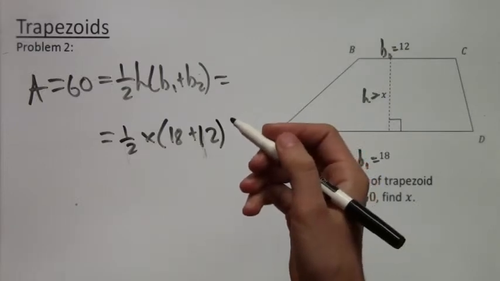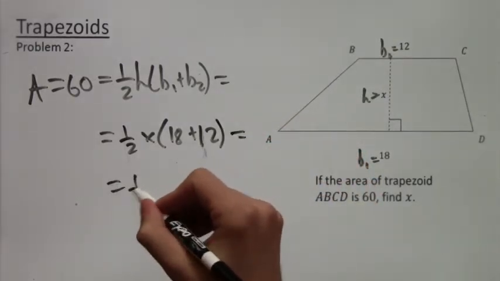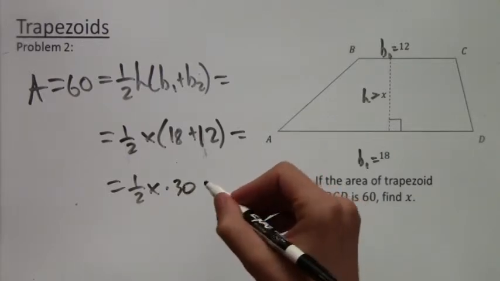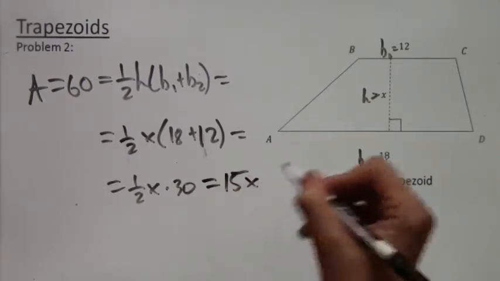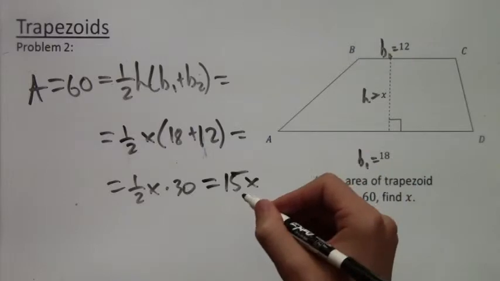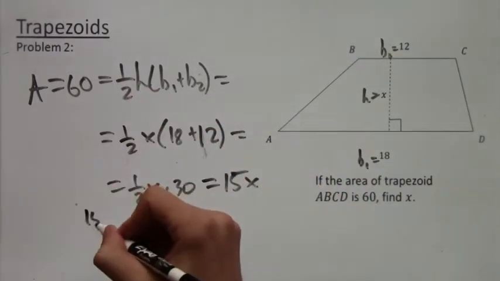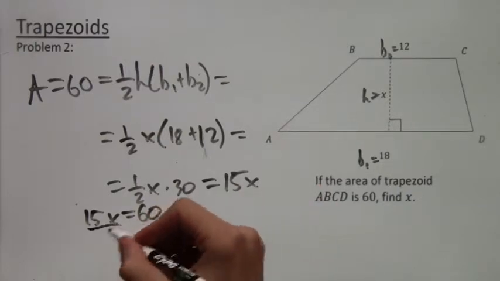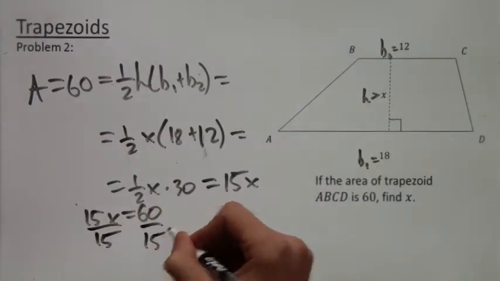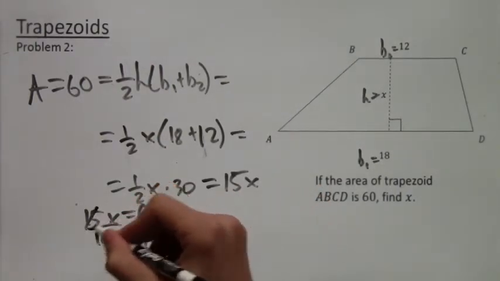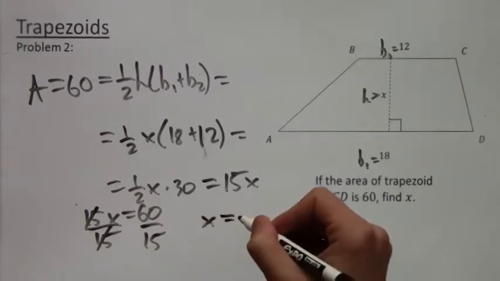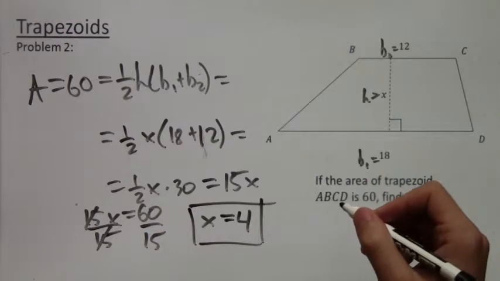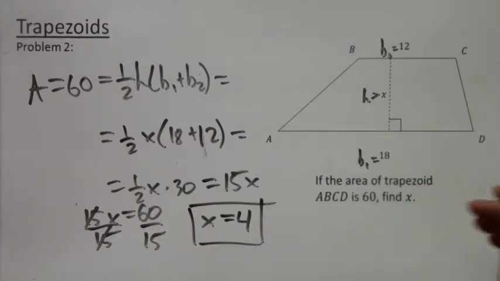And then this simplifies. We get 1/2 times x times 30, which is 15x. And this whole thing, remember, is equal to 60. So our equation is 15x equals 60. So we just divide by 15 on both sides, and this simplifies, and we get x equals 4. And that's the final answer. So the height is 4.